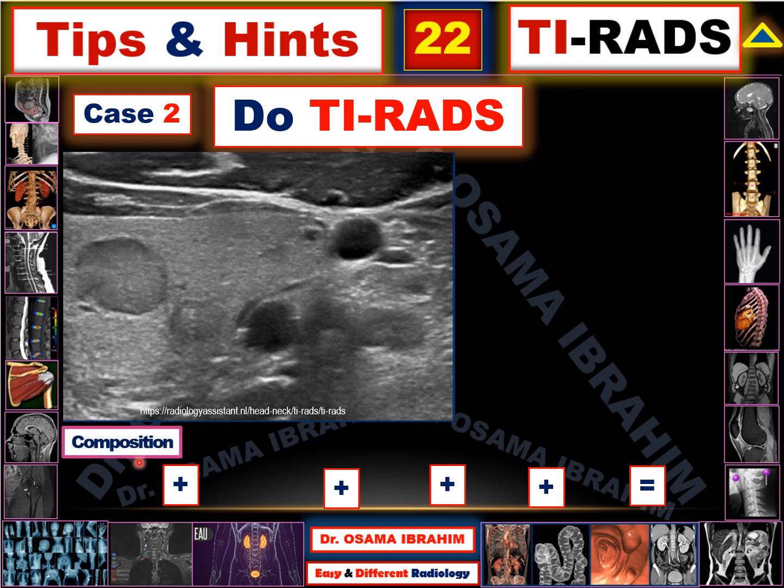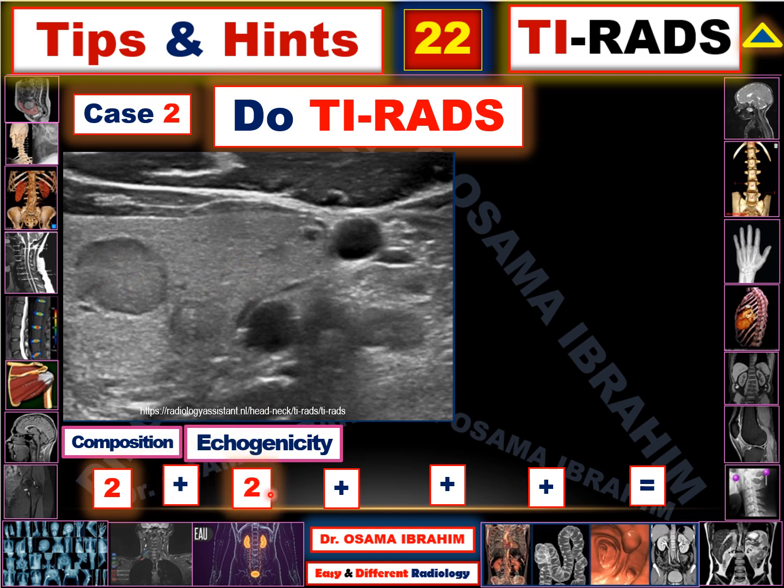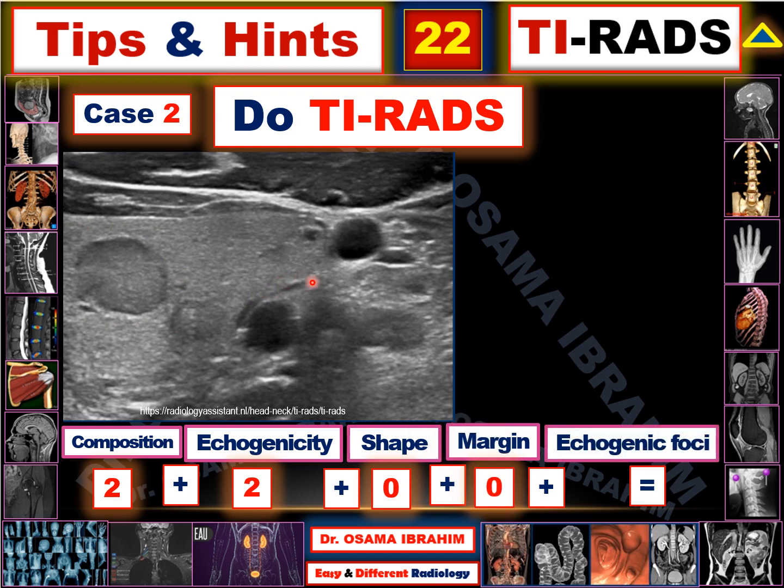Starting with composition, meaning cystic, mixed cystic and solid, or solid. This nodule is solid, so it will take score 2. And the echogenicity: if you look at it compared with the thyroid tissue, it is darker, so it will take 2 also as hypoechoic. And the shape: it is not taller than wide, so at that time it takes 0 as a shape. The margin of the nodule is smooth, so it will take 0 also. And for the presence of calcifications, echogenic foci, there are no echogenic foci, which means it takes 0 also.